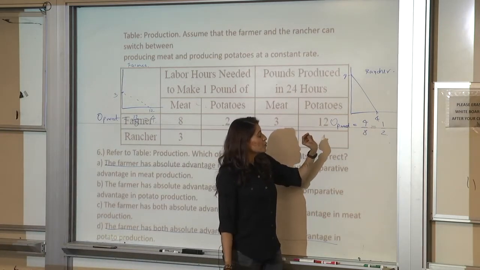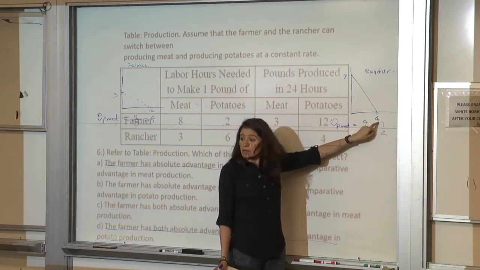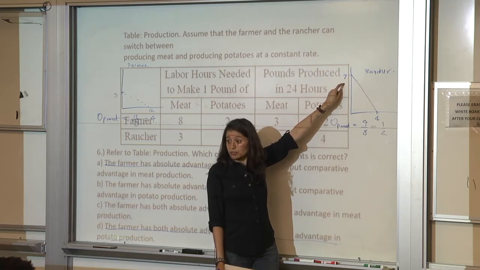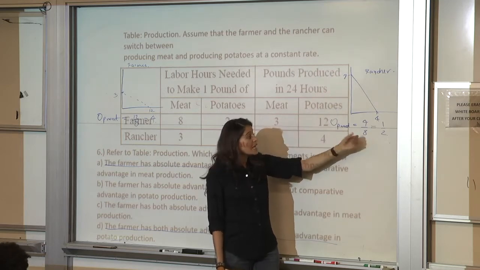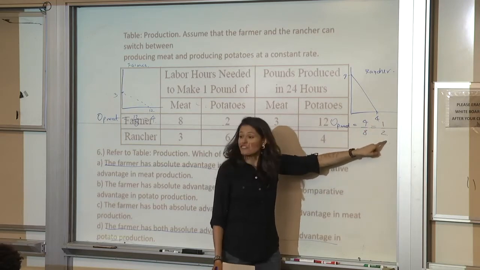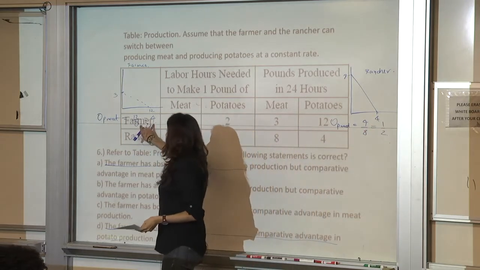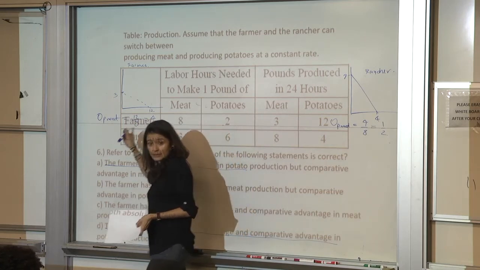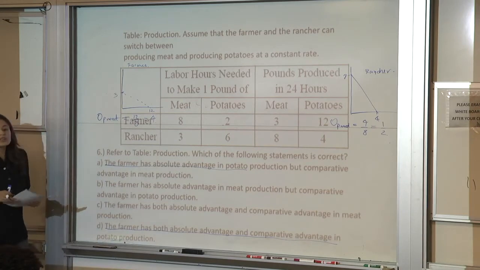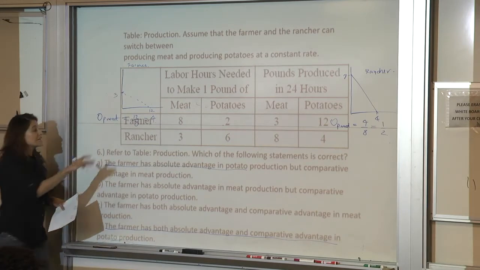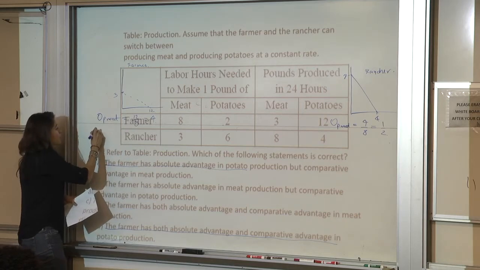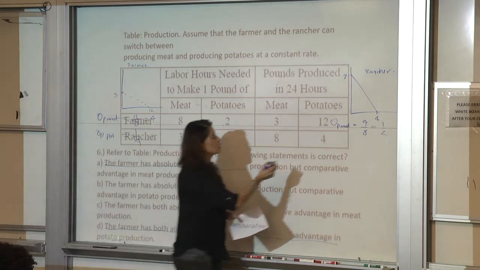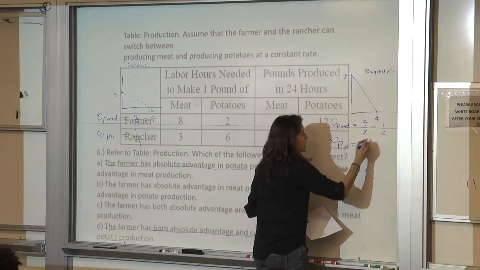The farmer has to give up 4 pounds of potatoes in order to produce 8 pounds of meat, right? So each pound of meat costs half a pound of potatoes, basically. Good? Now the opportunity cost of the other good is the opposite of this one. So the opportunity cost of potatoes is equal to 1/4. In the rancher's case, the opportunity cost of potatoes is equal to 2.